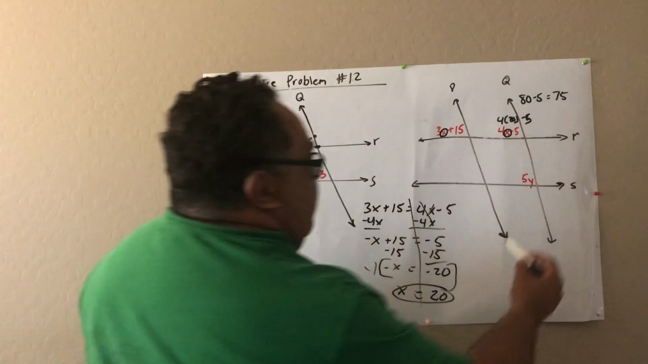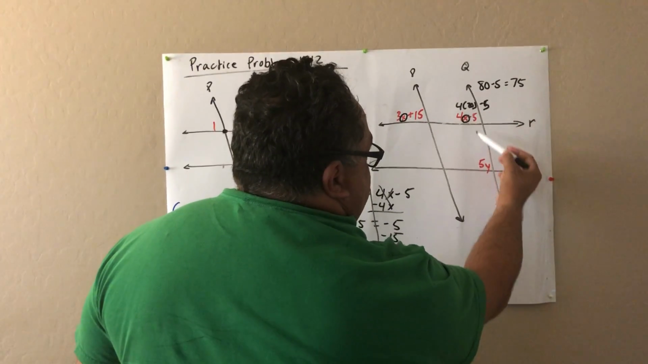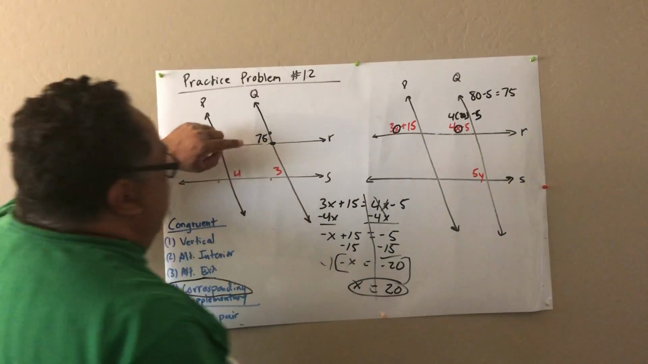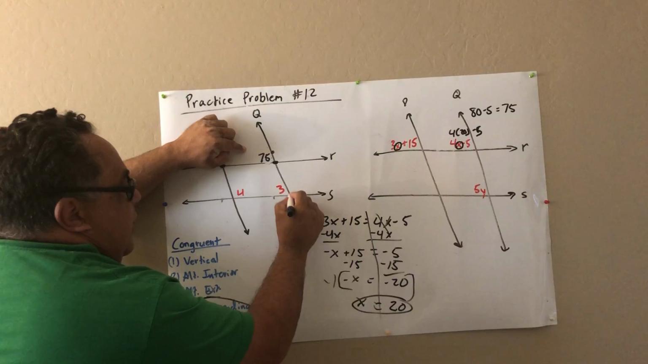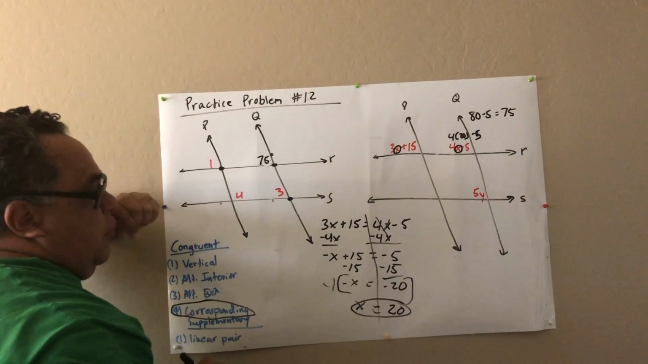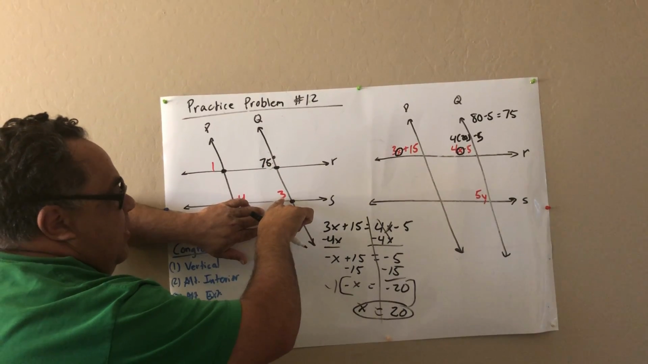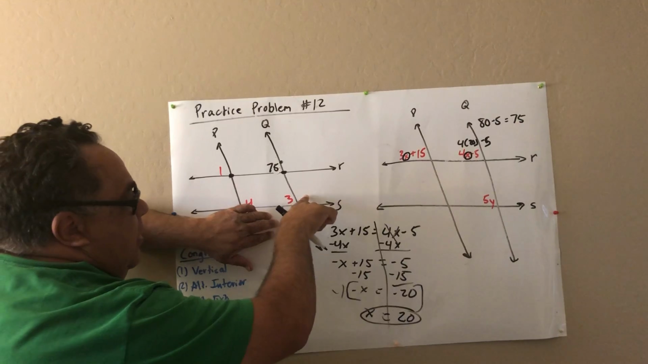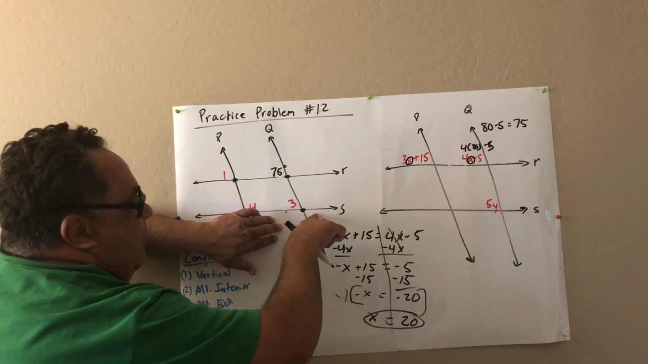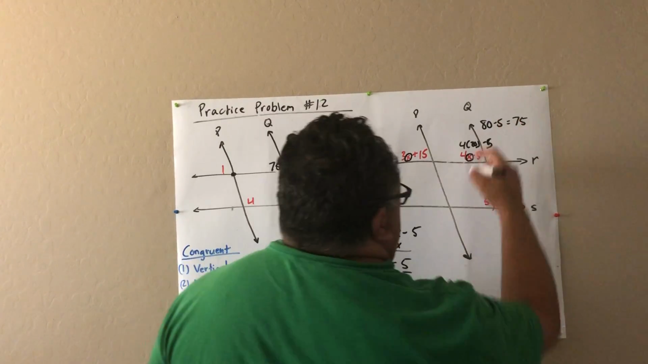Now, we gotta find y, so I need to find a relationship between this angle and this angle. Over here, the 75 and the 3, if I put a dot right here and say what's the relationship, they're both corresponding angles too because they're both top left. 75 is top left, 3 is top left. Top right, bottom left, bottom right. They're both top right, so they're corresponding angles too. So I can set these equal to each other.